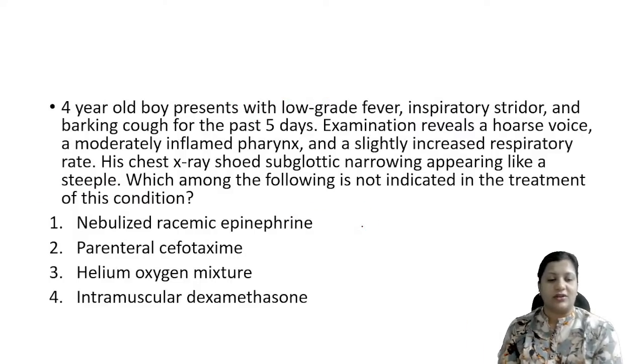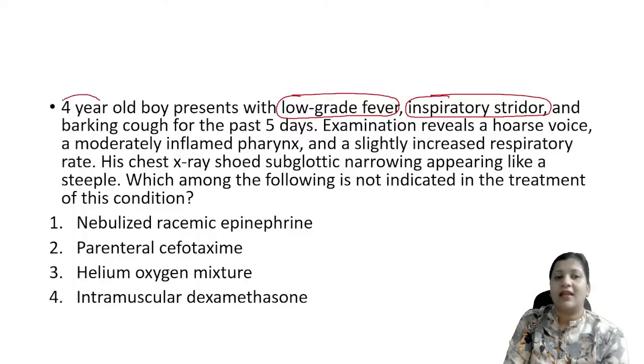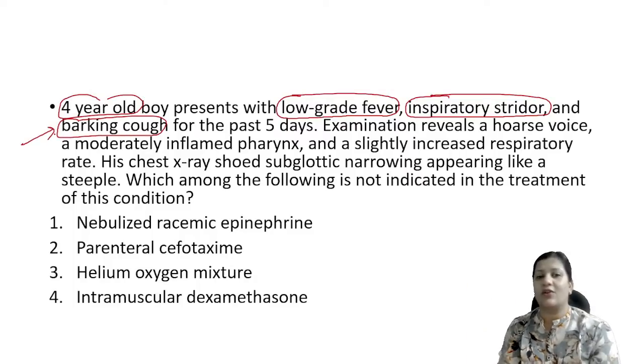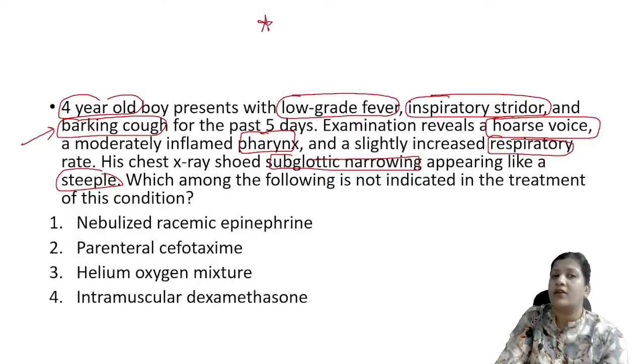Okay, the next question. A 4-year-old boy presents to you with a low-grade fever. There is inspiratory stridor and a barking cough. The word barking cough is used, so straight away something has to strike your head. Examination reveals a hoarse voice and a moderately inflamed pharynx with a slightly increased respiratory rate. The chest x-ray showed subglottic narrowing like that of a steeple. So two important words are given to you, barking cough, and another very important word, the steeple sign.